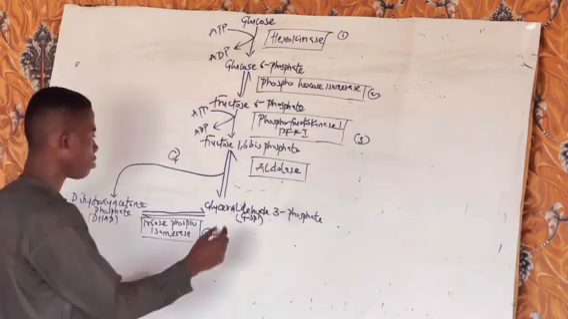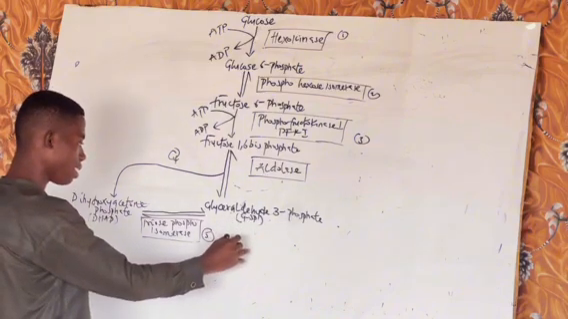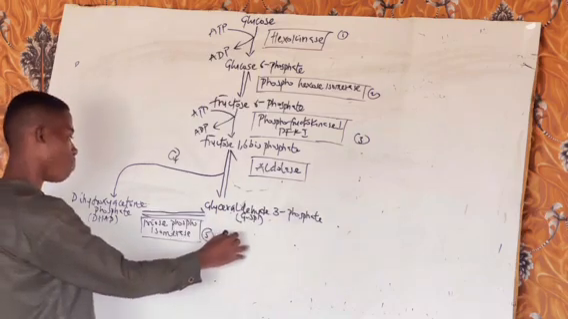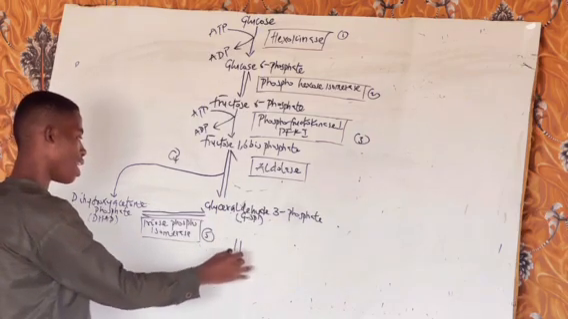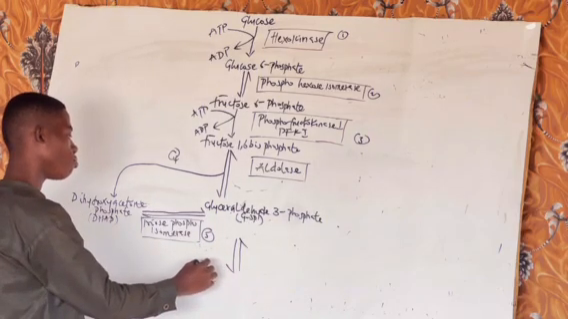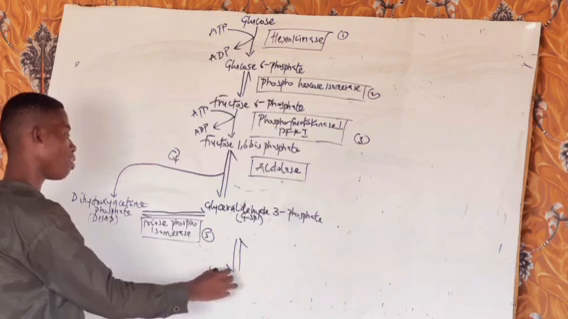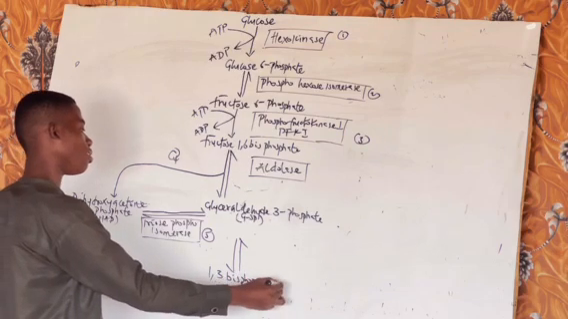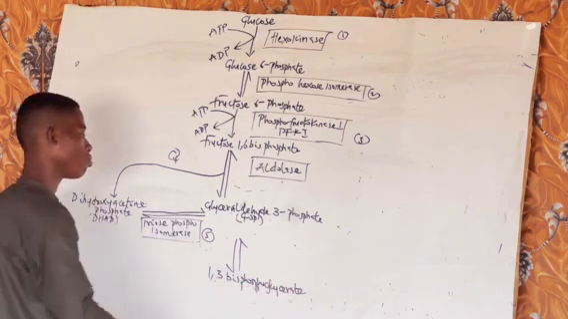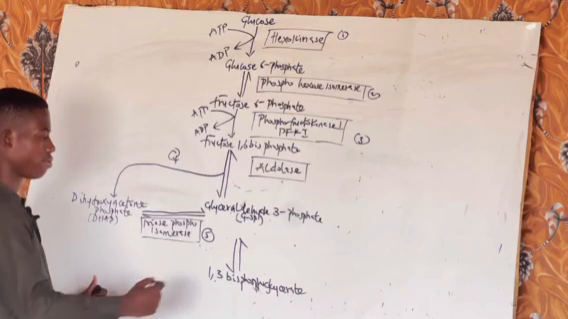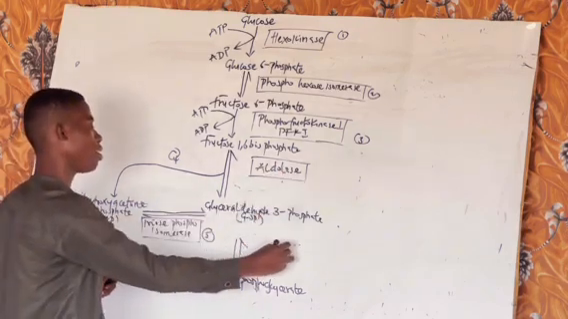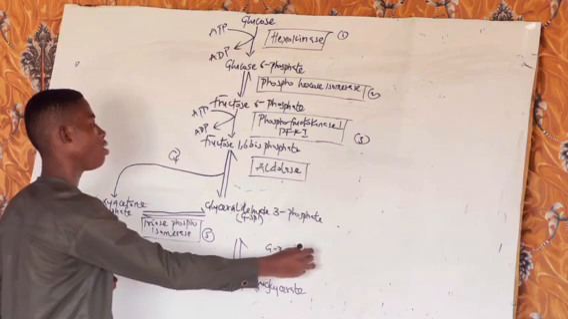Now step 6, which is the beginning of the payoff phase. G3P is converted to 1,3-bisphosphoglycerate. And the enzyme that facilitates this reaction is G3P dehydrogenase.